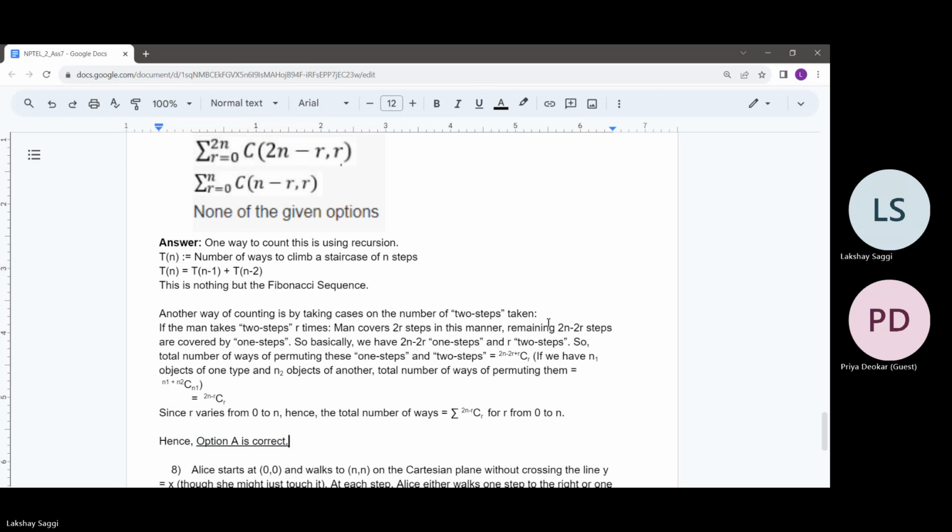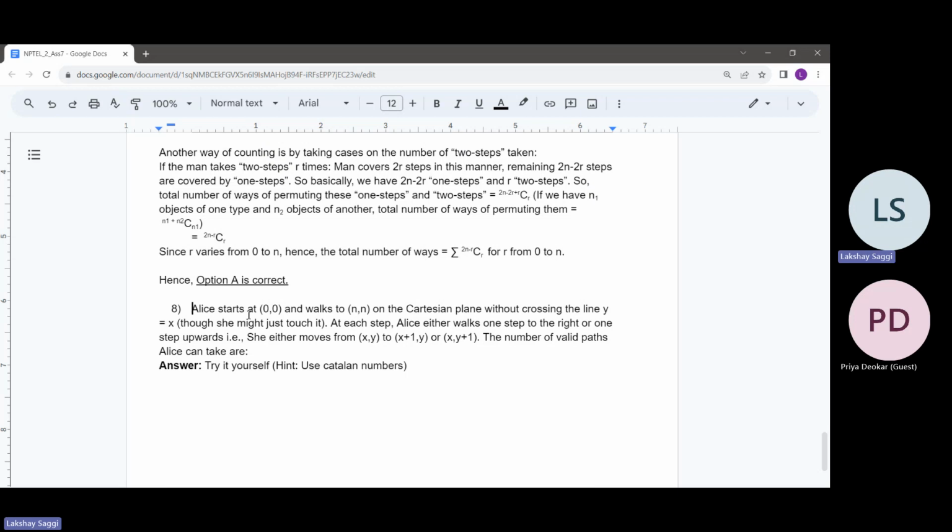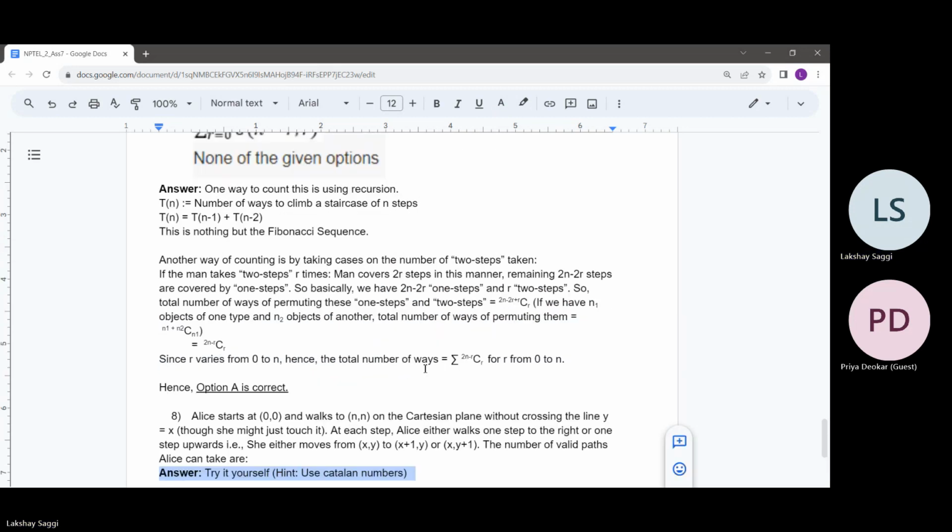So yeah, I guess that's it for the day. This was the last question which I wanted to cover. The eighth question was something which I had in mind, but it's just a straightforward application of Catalan numbers. If you see what Catalan numbers are, you can solve this question directly. So I won't be discussing this, but I'll leave it in the practice sheet so that you can try it yourself.